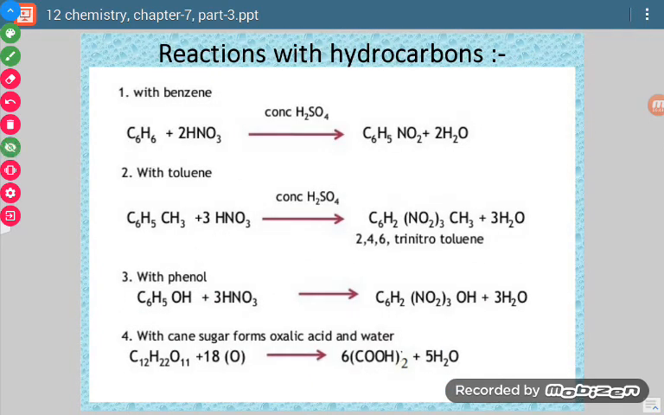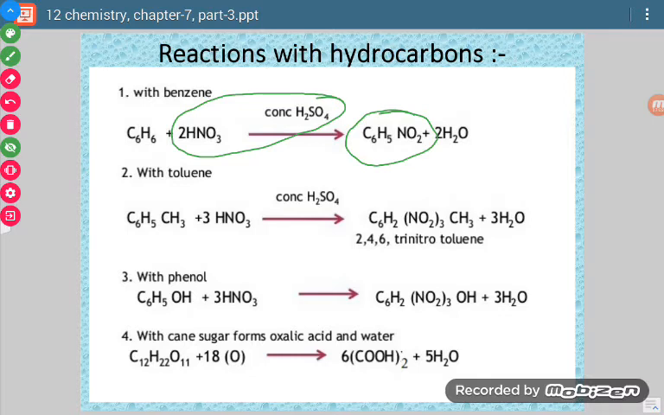Now, how does it react with hydrocarbons? With benzene, it forms nitrobenzene. Okay, nitric acid. But what do we have to do? We have to take concentrated sulfuric acid also. Without concentrated sulfuric acid, it will not start. The reaction needs concentrated sulfuric acid along with nitric acid.